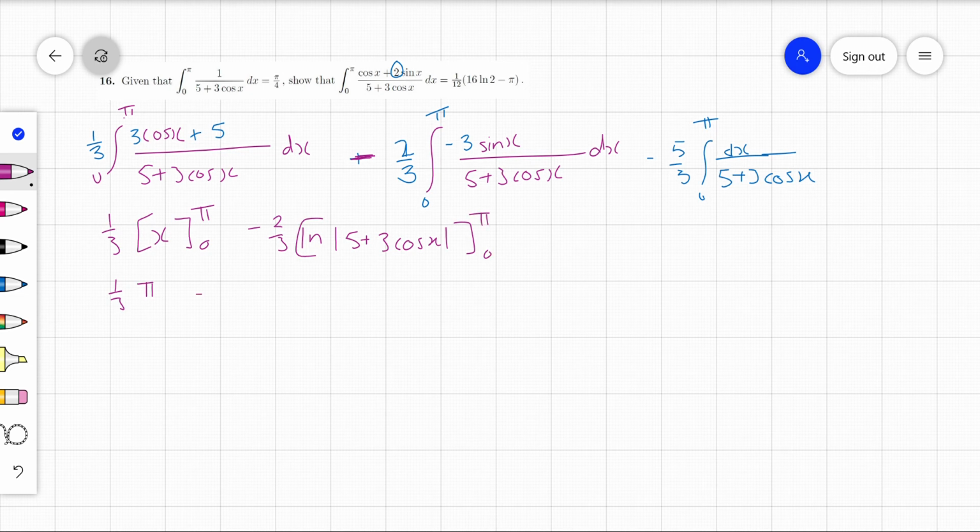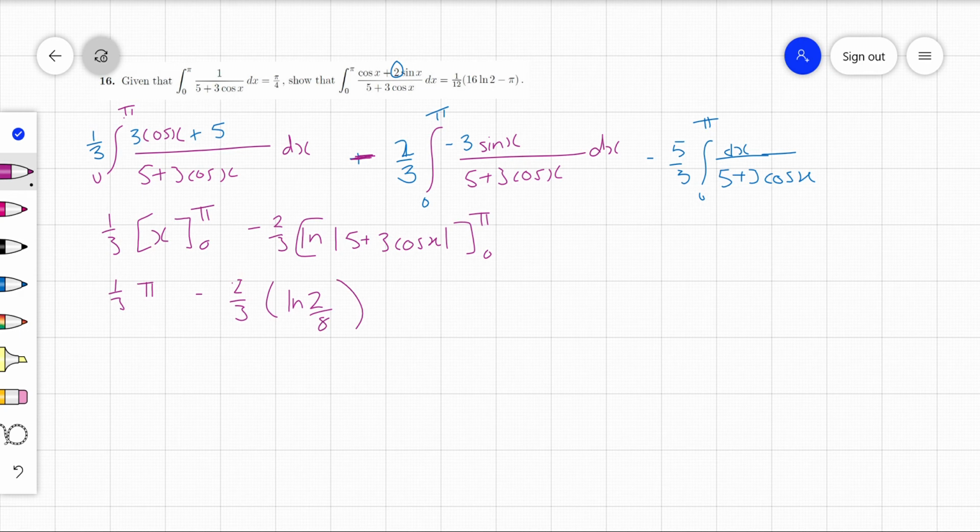So if I did do that one, I've got 2/3. This is not working so well again. If I put pi in, cos of pi is negative 1, so 5 minus 3 is 2. So I'm going to have a log 2. If I put a 0 in, cos of 0 is 1, so I'm going to have an 8. So I've got 2 on 8 there, log 2 on 8.